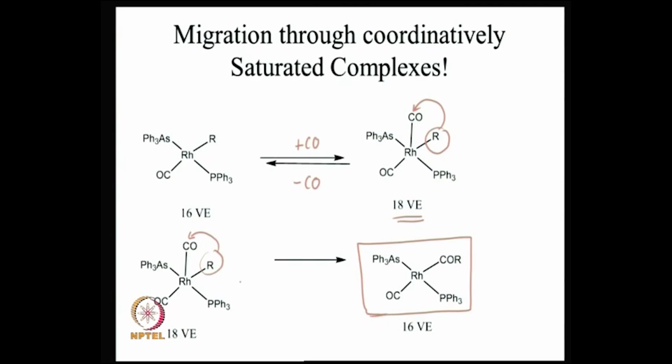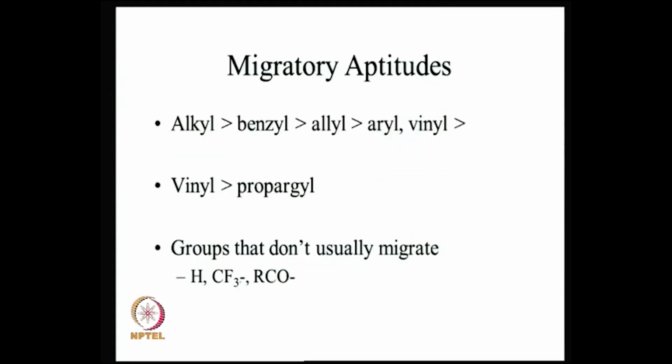It is generally agreed that most catalytic cycles or most reactions would like to go through a 16 electron, 18 electron cycle rather than a 16 electron, 14 electron cycle. So, it is generally understood that this is the reaction mechanism. Lastly, one can also look at migratory aptitudes. By migratory aptitudes, we want to look at either reaction rates, mostly reaction rates.